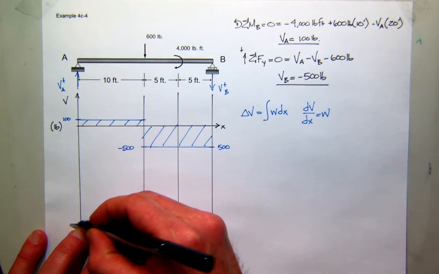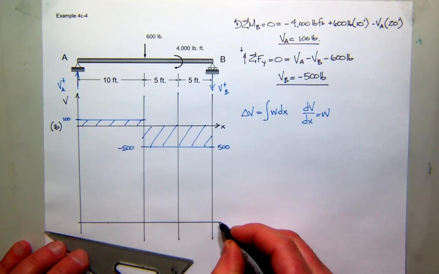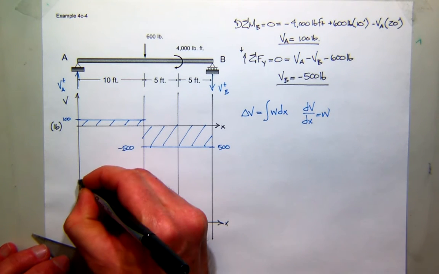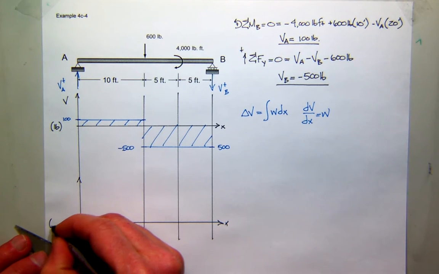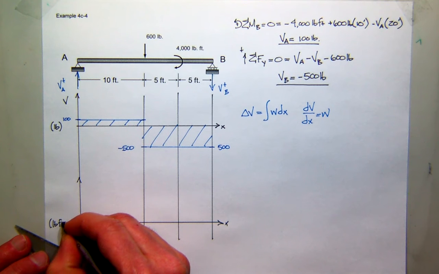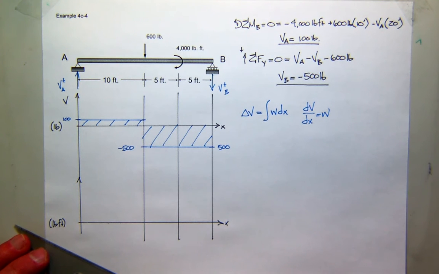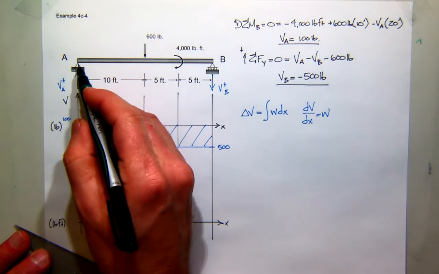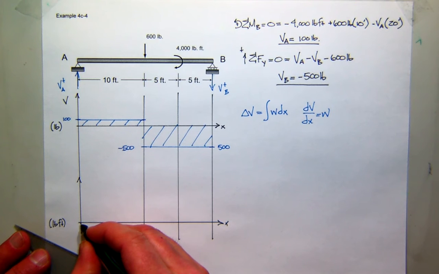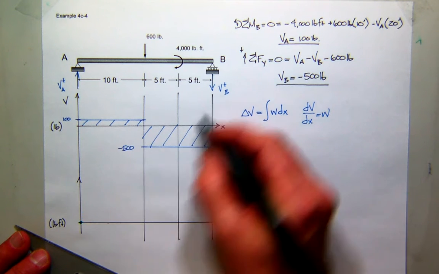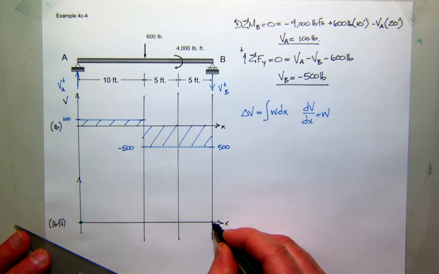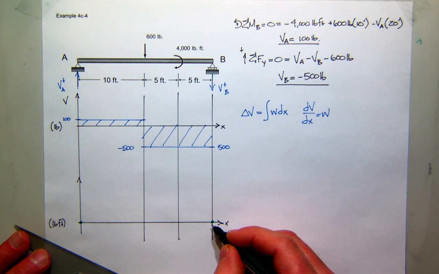So I'll draw a positive x-axis for the moment. And the units for moment will be in pound-feet. Now what do I know about the moment? What's the moment at A? 0. What's the moment at B? 0. So I better make those match.